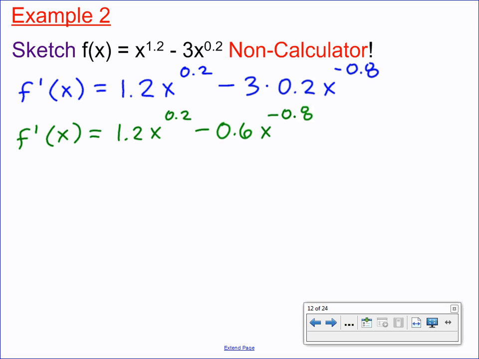And I also need to see when it equals 0. So we'll go ahead and set it equal to 0 to solve to see when we have critical values. So here we go. I'm thinking factor first or fail. So we're going to go ahead and factor here. I just want to factor out a 0.6. Yes? So we'll factor out a 0.6. And that would leave me with what? Well, it leaves me with x to the 0.2 minus, and then this would be 1 over x to the 0.8.